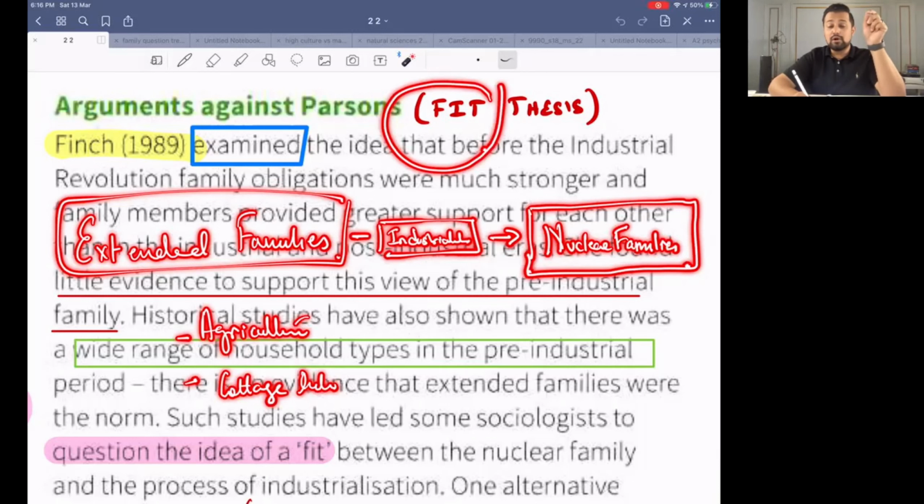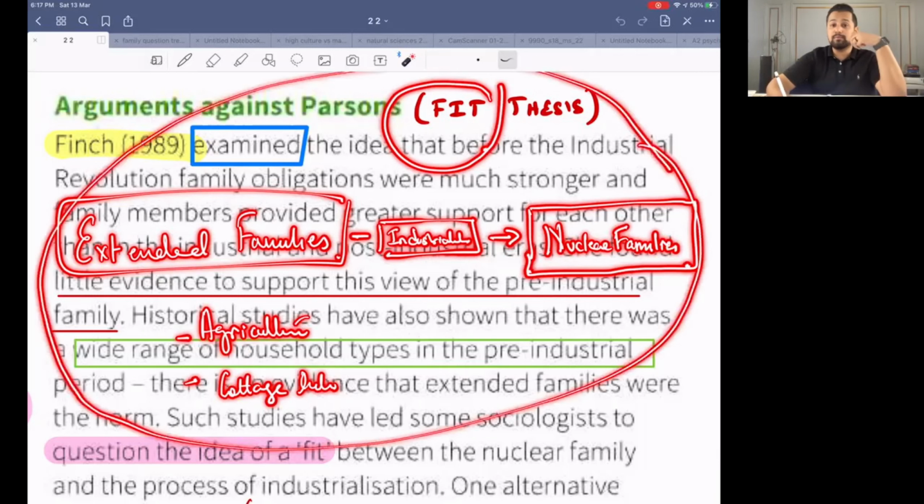So, when we talk about arguments against the FIT thesis, are we trying to nullify this entire concept? Are we trying to bring in an argument that goes against this? This is what we'd be discussing today. I hope I did make sense here. Yes, sir. I would just want to double check with you all.